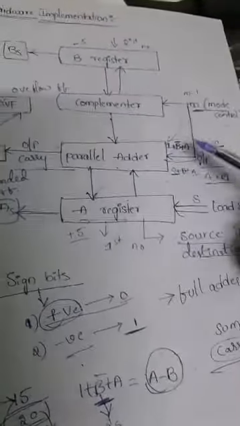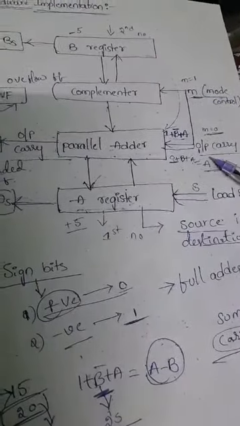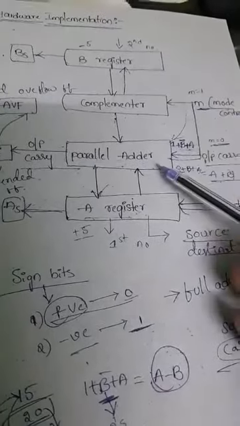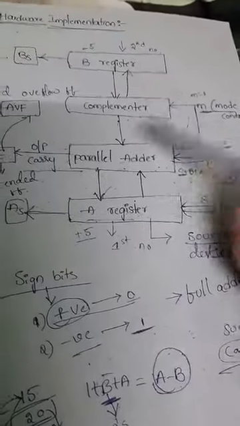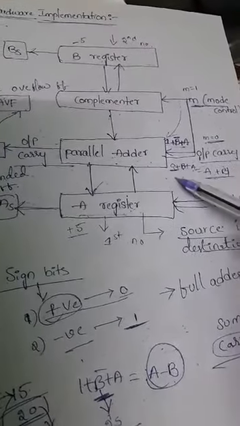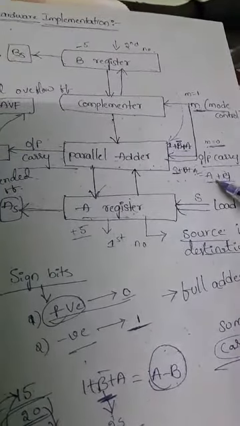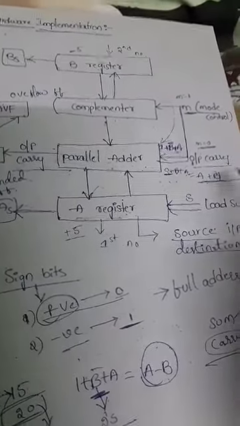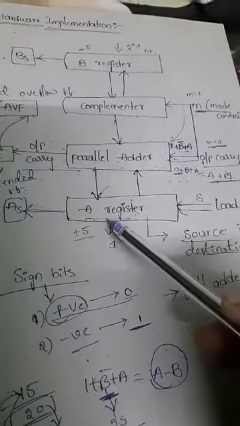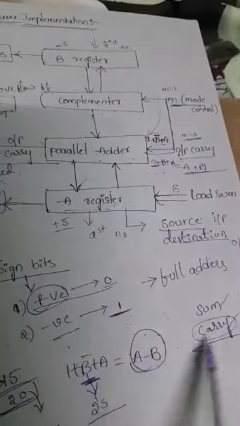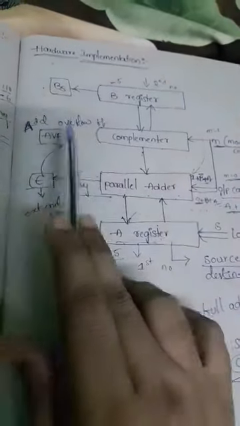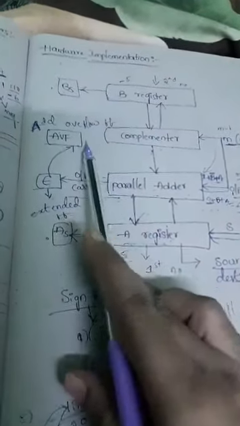Clear? So for the addition operation, the mode pin is equal to 0. That is given to the parallel adder, and the B content will be transferred directly to the parallel adder, and the A content will also be transferred to the parallel adder. So we get 0 plus B plus A, directly giving the addition operation. The resulting sum will be transferred to the A register. The carry will be given to E, and any overflow will be given to AVF.